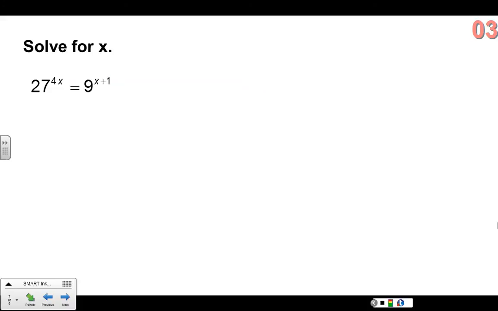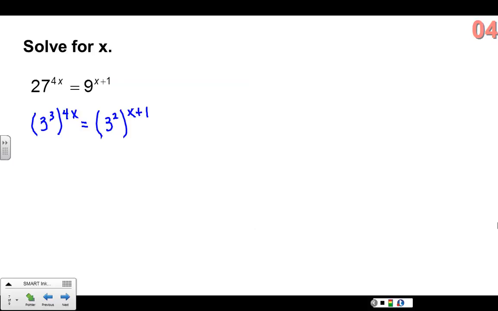27 to the 4x equals 9 to the x plus 1. Now, 27 can never be written as a power of 9, nor could 9 ever be 27. So we need to use a common base that both of those numbers would fit with. And it just so happens they could both be written as powers of 3. So instead of 27, I'm going to rewrite that as 3 to the 3rd to the 4x. And the 9 we're going to replace as 3 squared to the x plus 1.